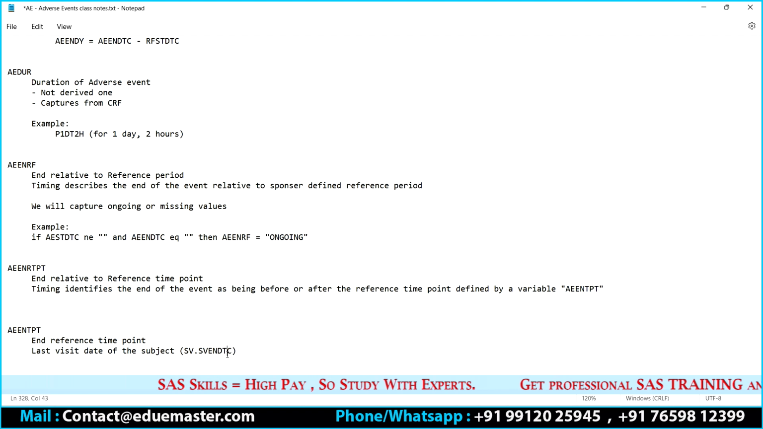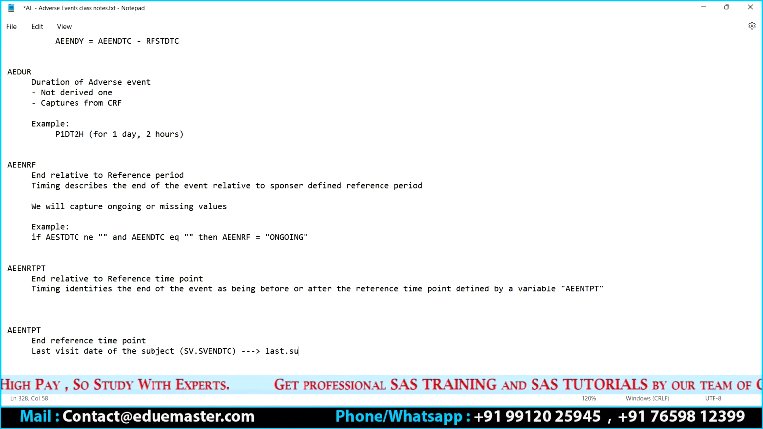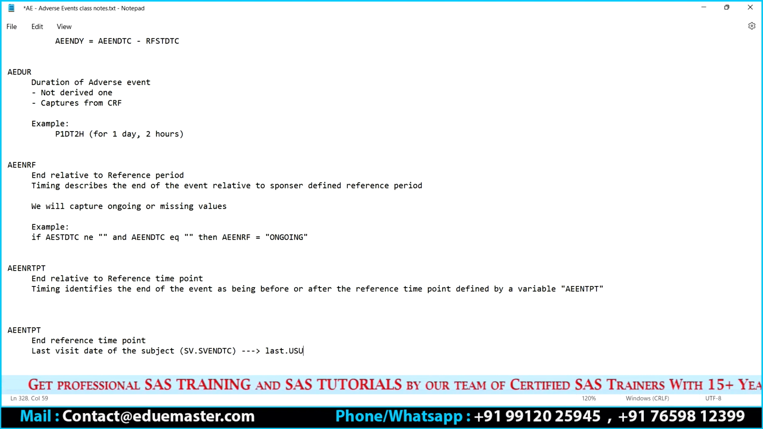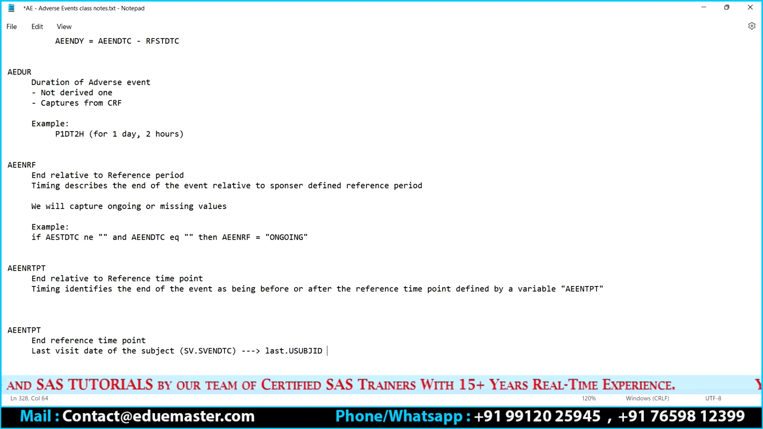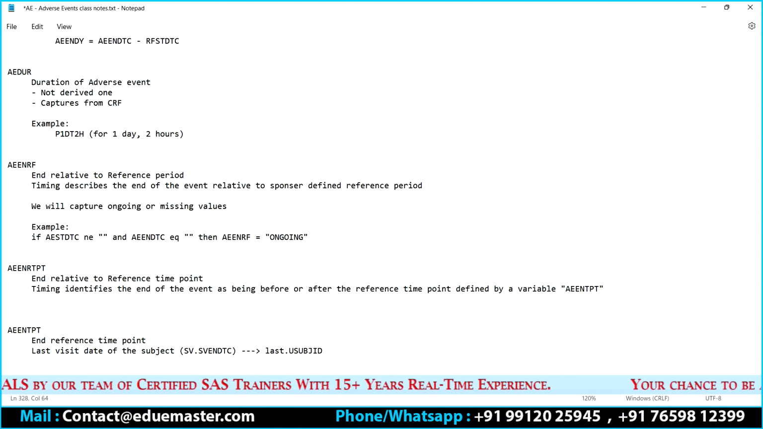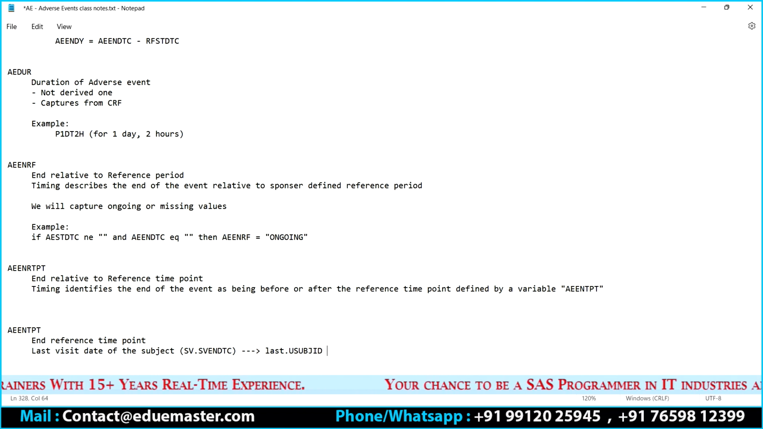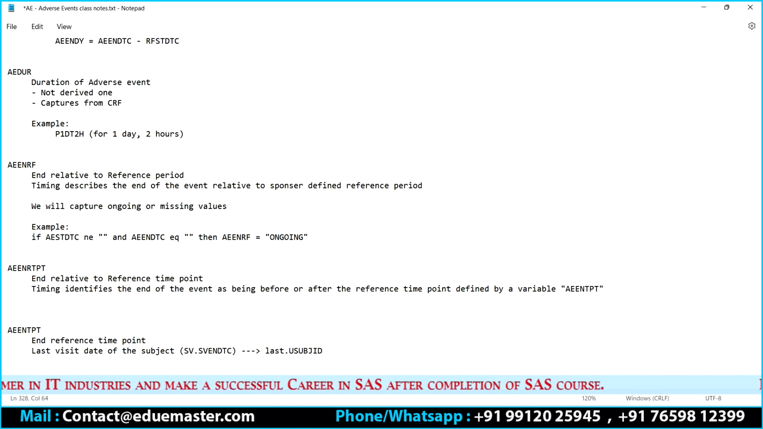I can have multiple end date and times, but whatever is going to be the last dot USUBJID, last dot USUBJID is going to be my last visit date of the subject. That will be called your end reference time point. Based on the end reference time point, we are going to calculate this. Is that understandable, guys? The end reference point will be calculated like this.